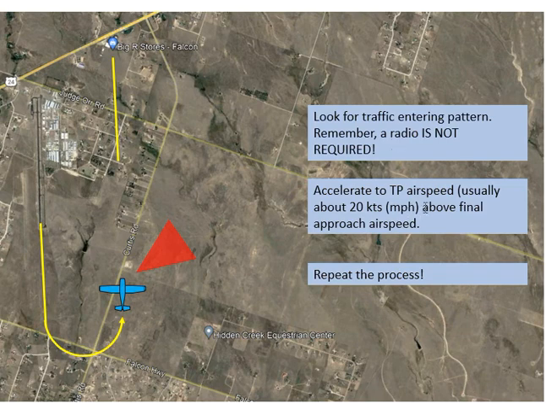We're going to accelerate to our traffic pattern airspeed, which for these Cherokee Warriors is 100 miles an hour. Typically, it's 20 knots or miles per hour above your final approach speed. Again, refer to your POH. And then we repeat the whole process that we talked about earlier.